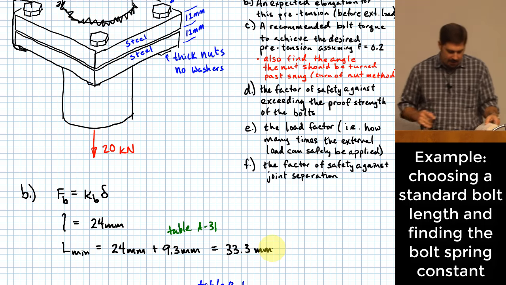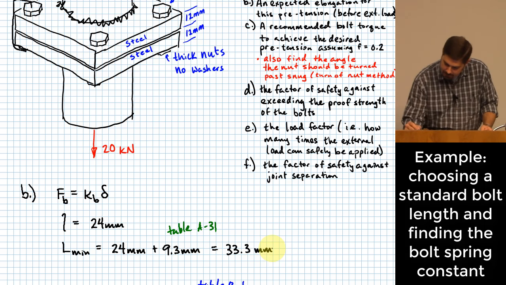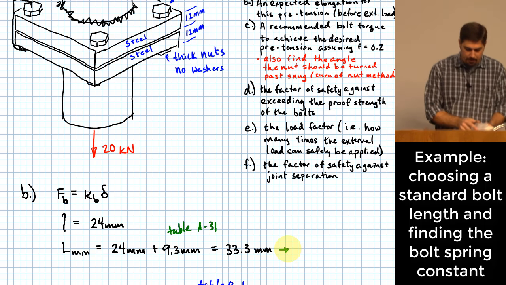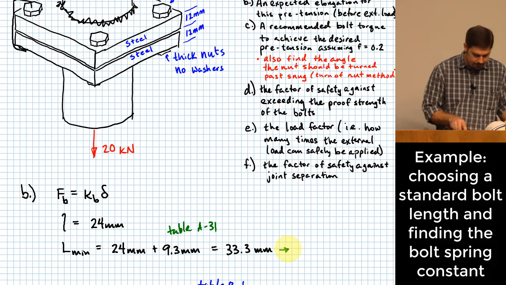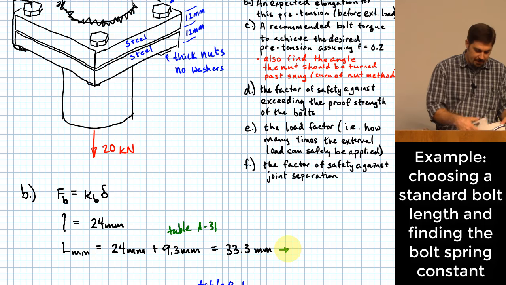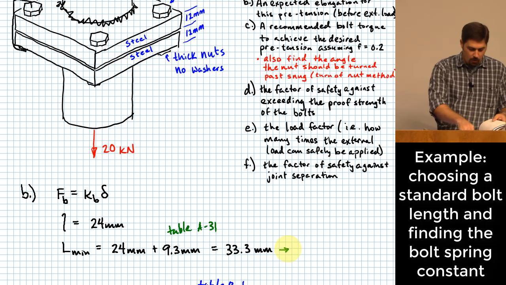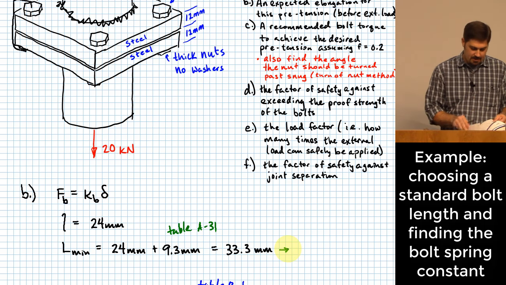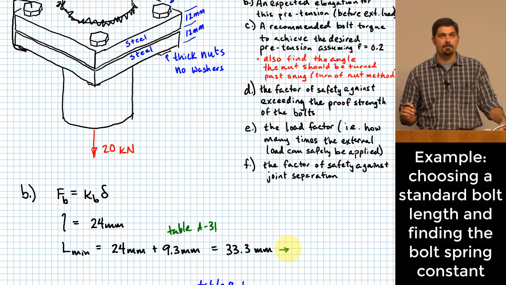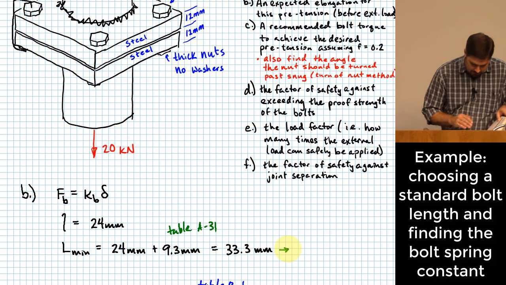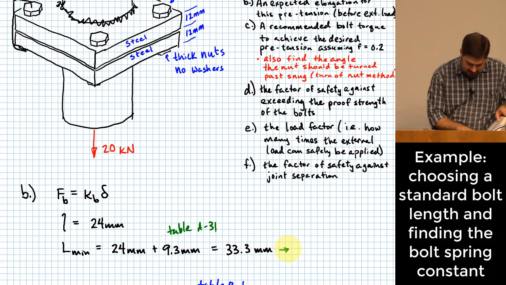Okay, so now what I need to do is flip to another table where I pick out something that's not weird, right? Because if you call up and ask for a 33.3 millimeter bolt, the answer will either be laughter or the answer will be, okay, we can make that for you. How deep are your pockets? Okay. So what we're going to do here is we're under the millimeters in table A17.